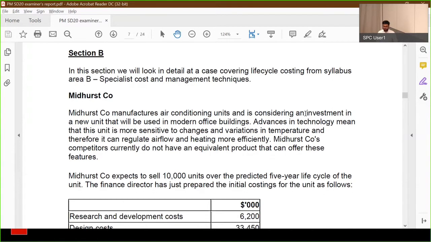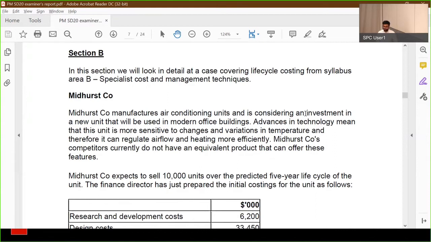Midhurst company manufactures air conditioning units and is considering an investment in a new unit that will be used in modern office buildings. Advances in technology mean that this unit is more sensitive to changes and variations in temperature, and therefore it can regulate airflow and heating more efficiently. Midhurst's competitors currently do not have an equivalent product that can offer these features.